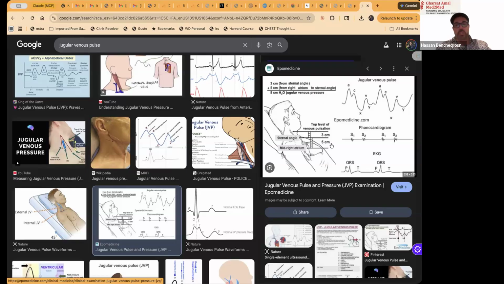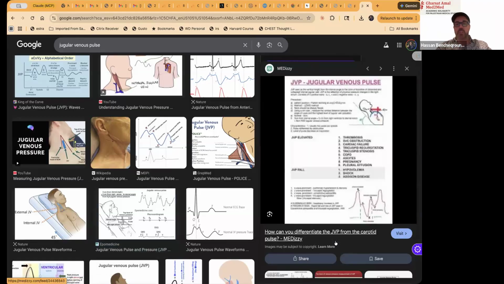When you are reporting in the wards, I usually say the JVP is at 3 centimeters from the sternal angle or at 8 centimeters from the right atrium. You have to say what that number is from. Is it just the top, or did you add up the 5 as well? And that's how you do the jugular venous pulse. Any questions?